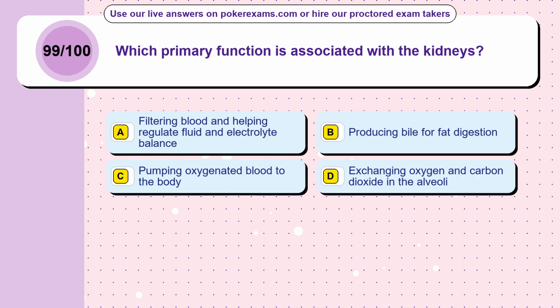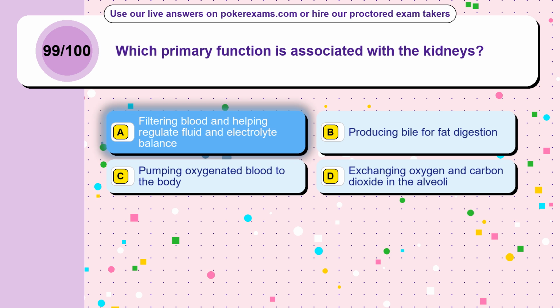Question 99. Which primary function is associated with the kidneys? Option A, filtering blood and helping regulate fluid and electrolyte balance. Option B, producing bile for fat digestion. Option C, pumping oxygenated blood to the body. Option D, exchanging oxygen and carbon dioxide in the alveoli.